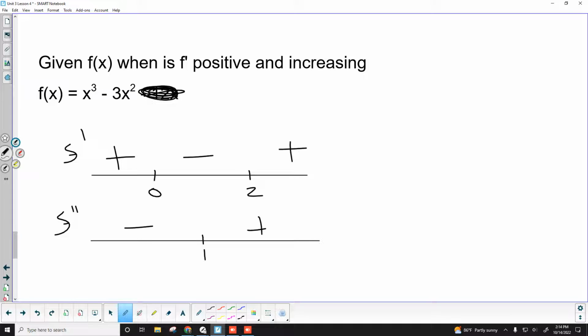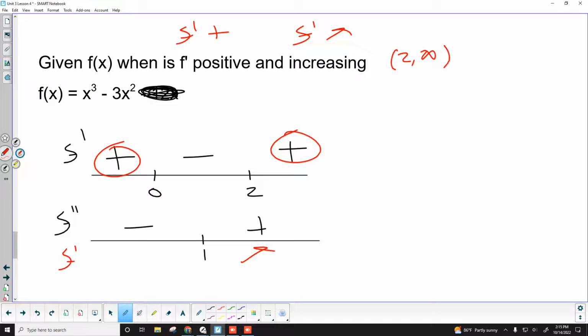Okay, let's do the first question. When is F prime positive and increasing? And then I'm going to give you a couple more. That's it. F prime positive is here and here. F prime increasing is here. The answer to this question is 2 to infinity, or x is bigger than 2.